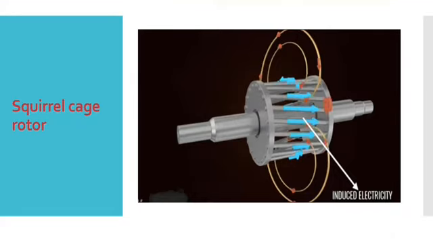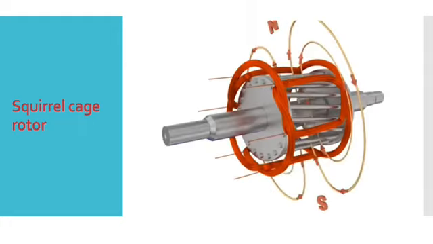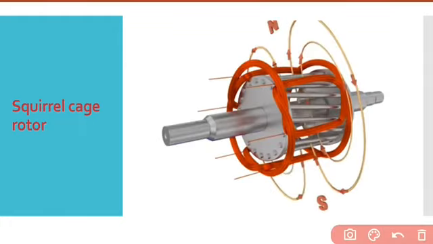I hope you now know how electricity generates the magnetic field and how the force affects the rotor to make it rotate. You can understand better with this picture as well: we consider this a rotor, and this is the winding of the stator.